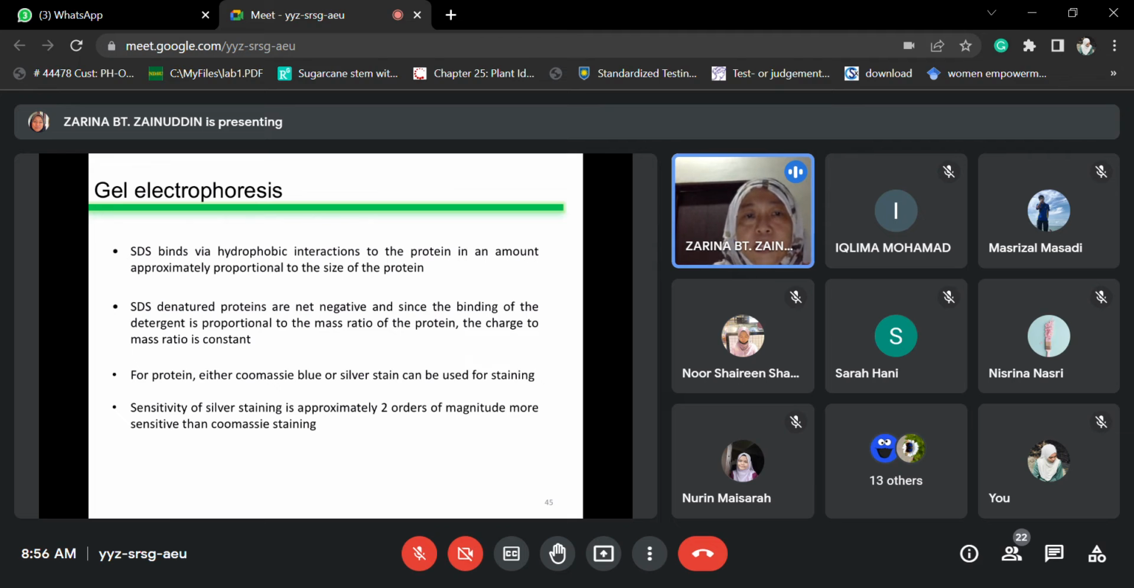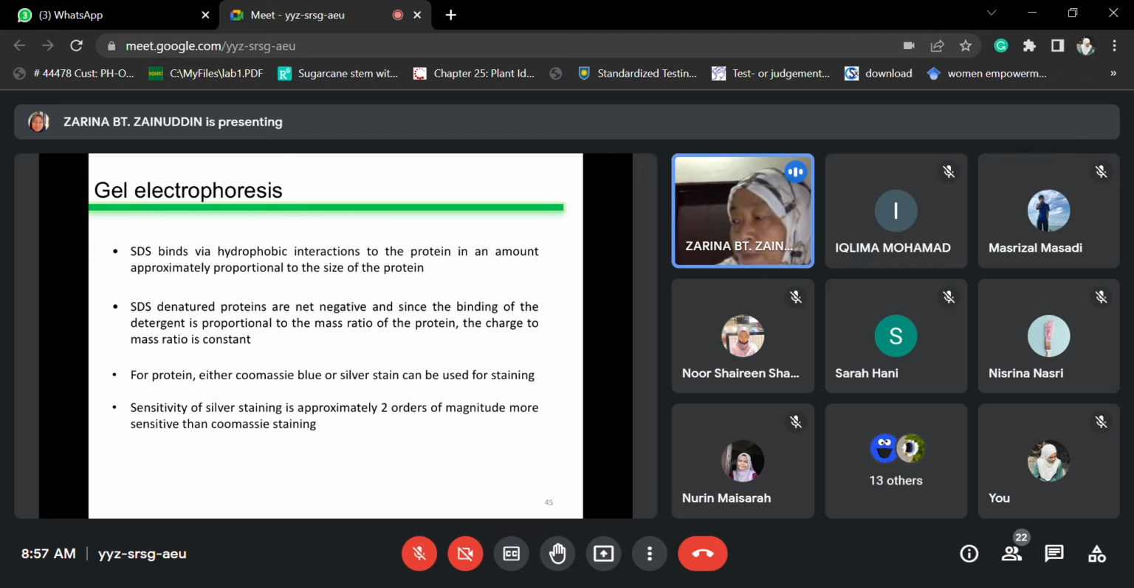Alright, so SDS akan denature proteins. The proteins denatured by SDS are net negative, and since the binding of the detergent is proportional to the mass of the protein, the charge to mass ratio is constant. Okay, so it's totally different. For staining of protein, kita use Coomassie blue or silver stain.